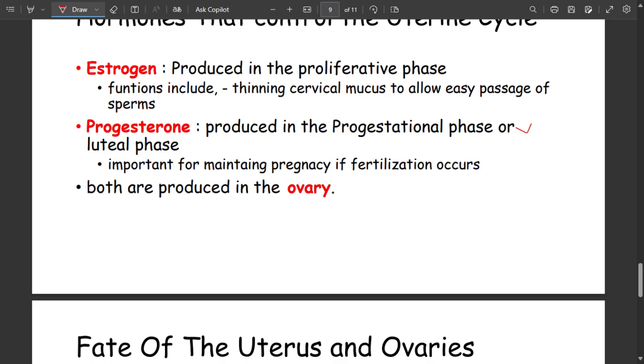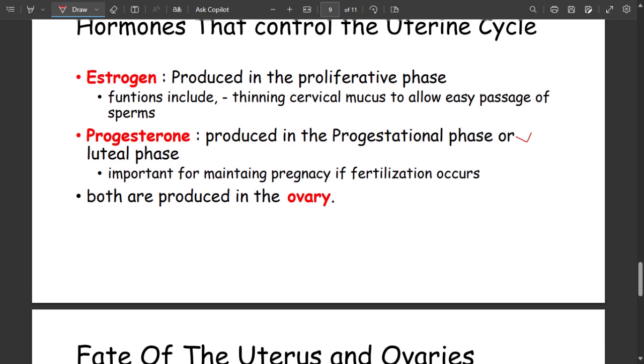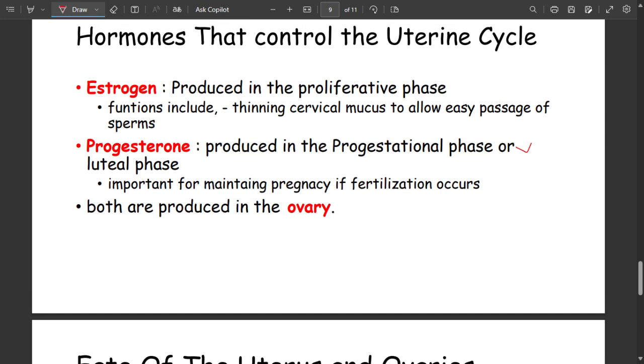It's going to prevent the menstrual period from coming. That's what this hormone does. So once this hormone is being produced, fertilization has occurred. It's going to prevent the menstruation, that is the bleeding or the shedding off of the functional layer of the endometrium. Okay, then we know that both of these are produced in the ovary.